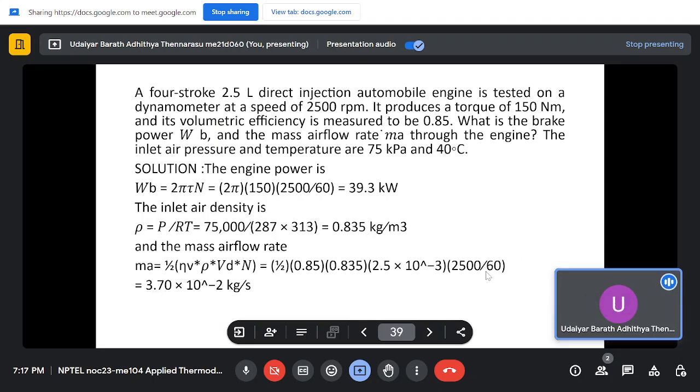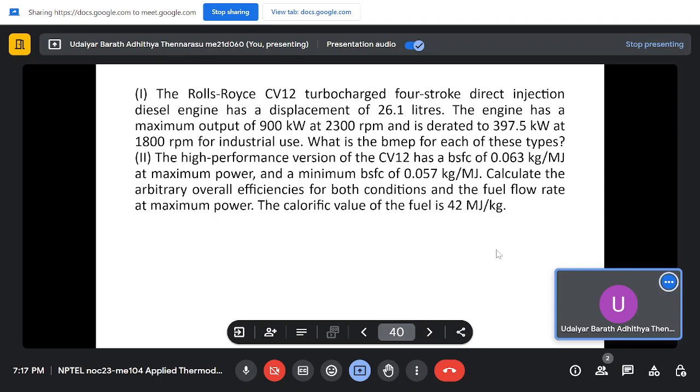Actually this will be divided by 2, so this will become 3.1.1.85 in 10 power minus 2 kg per second. So that is the mass flow rate, and change this. Okay.